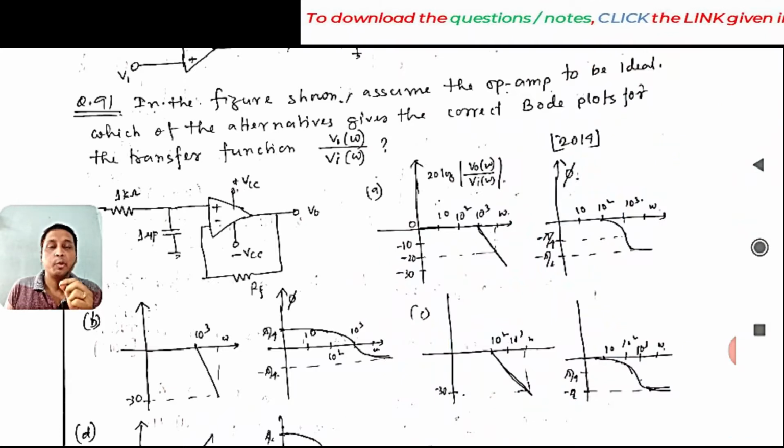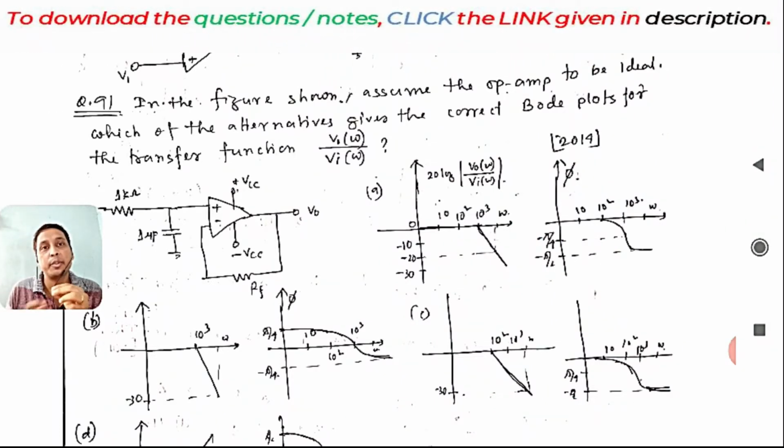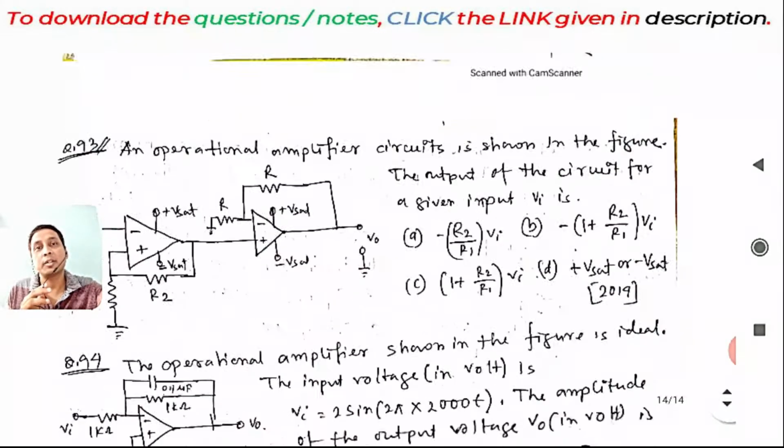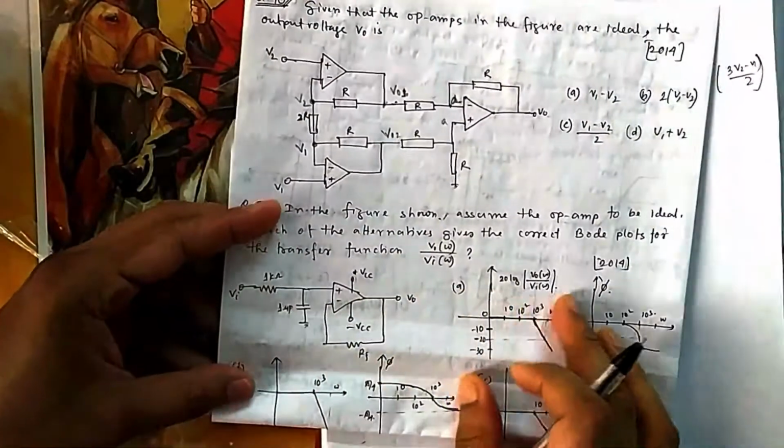Okay students, welcome all to this new lecture on analog electronics GATE series. Today we will be solving from question number 91 onwards up to question number 95. Okay, then let's try to solve these questions. Now if you come to question number 91, so what is 91?